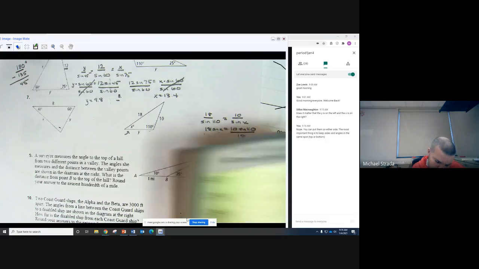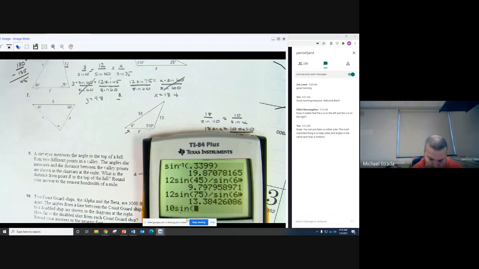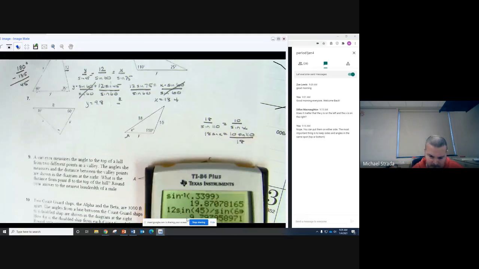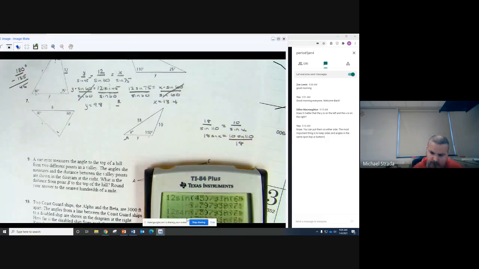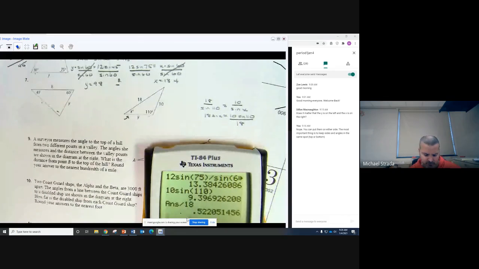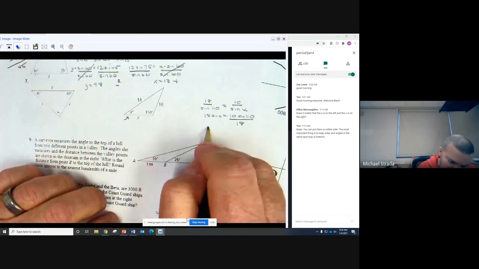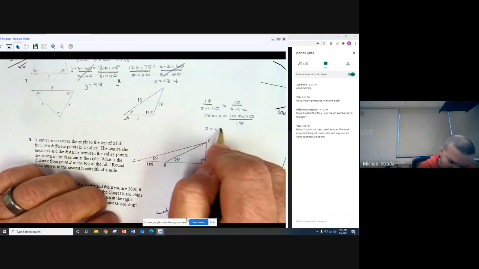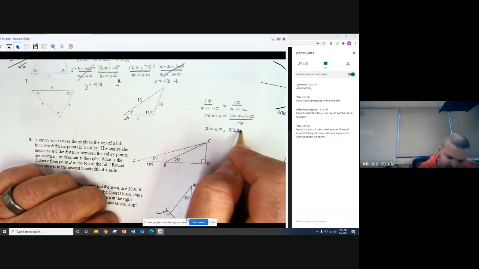So 10 sine 110, enter, divided by 18. Again, we're going to go to 4 places. After the 0 is a 5, so I'm going to round up. So the sine of x equals 0.5221.